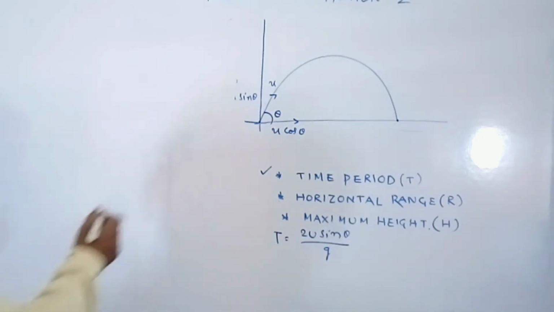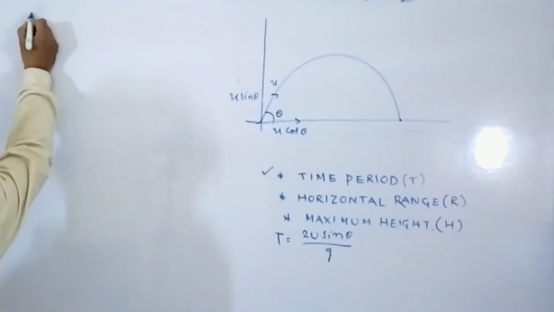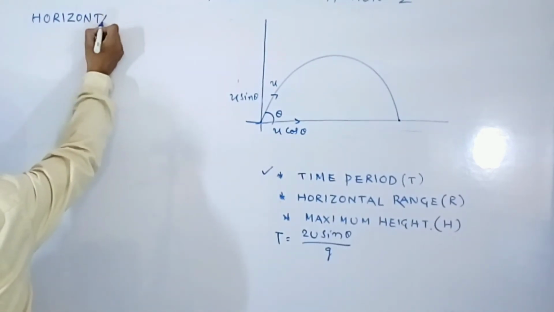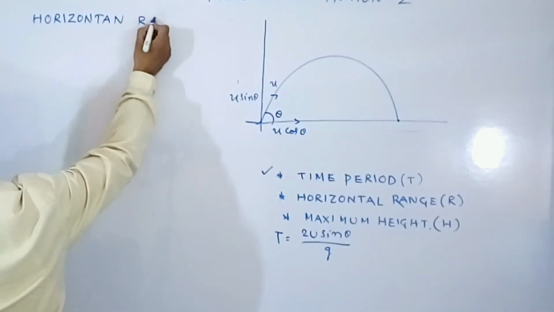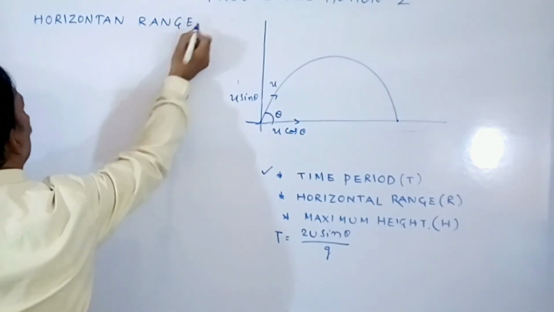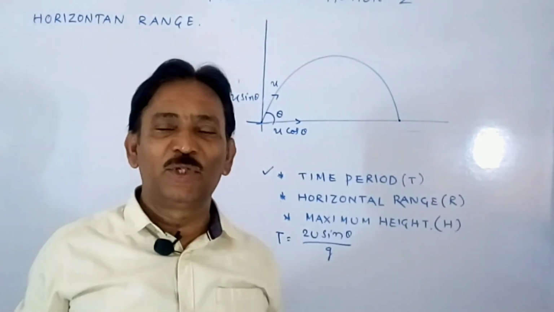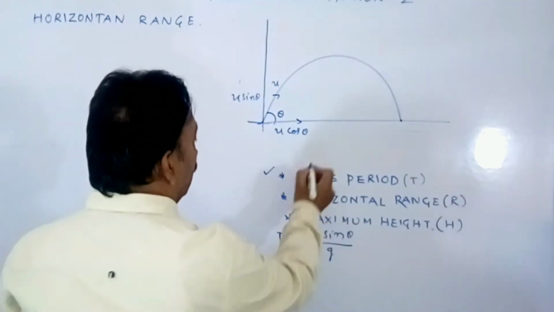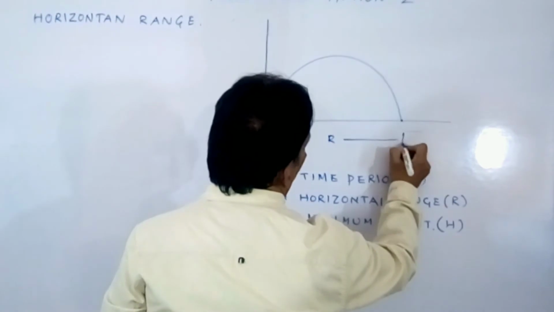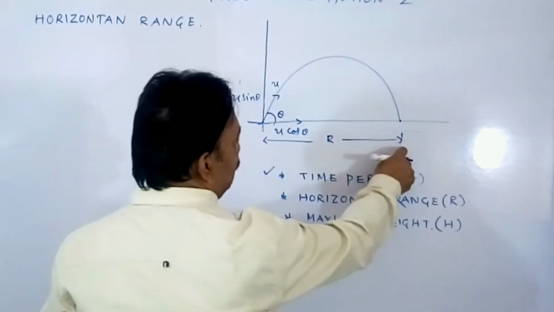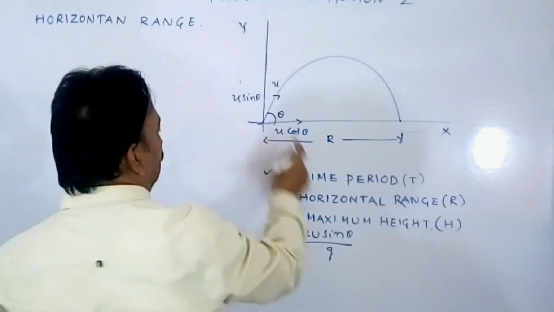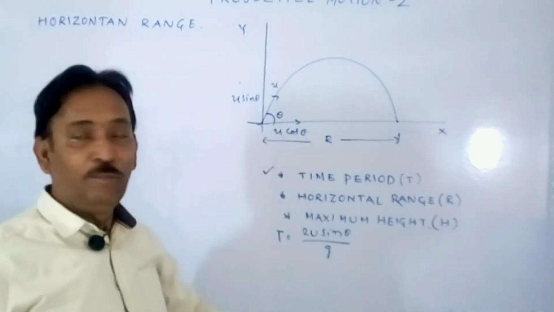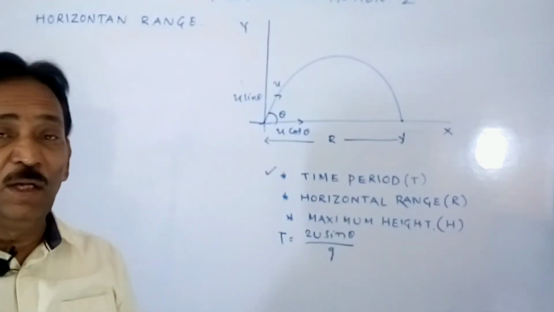Okay students, what is the horizontal range you have to understand? It is the horizontal distance covered by the projectile in time of flight. This one is the displacement along the x-axis. Okay, horizontal distance covered by the projectile in time of flight. But we have to talk a lot about this.